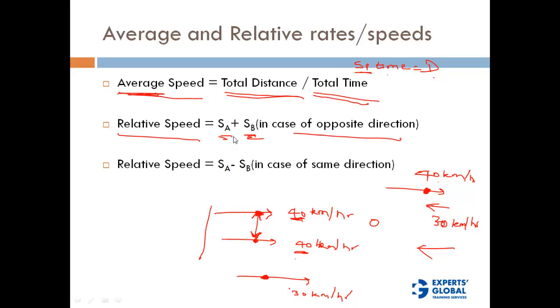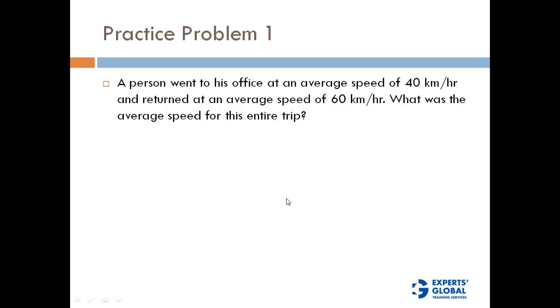So you take the sum of both speeds for opposite direction. You take the difference of both speeds when you are traveling in the same direction. These concepts will become clear to you when we go through the practice problems. So let's look at the first practice problem. Please pause the video and see if you can solve this.